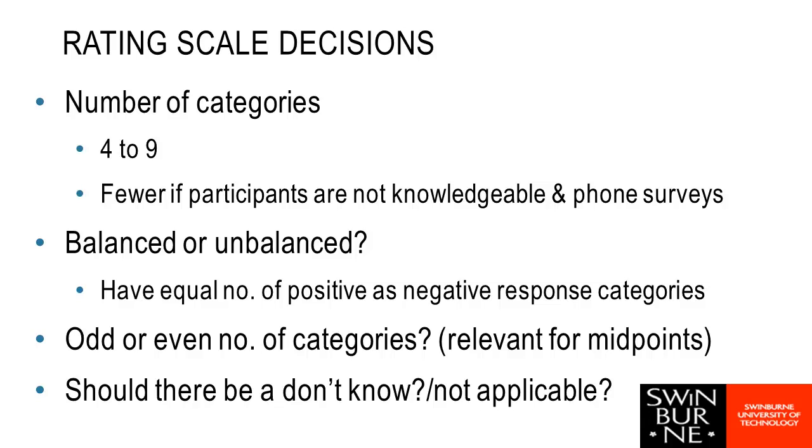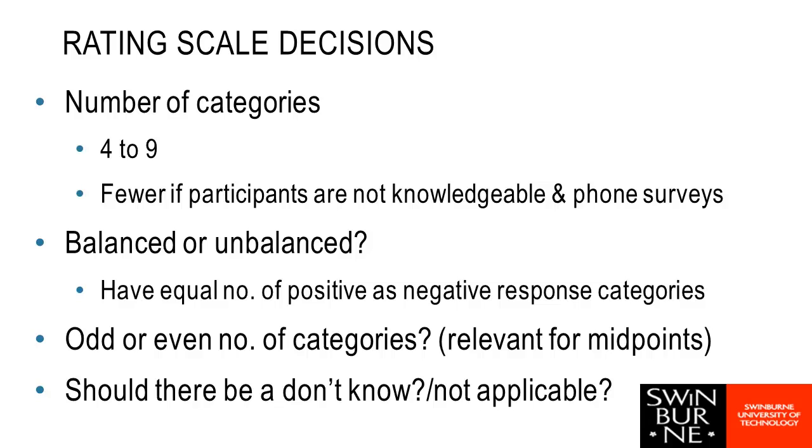You might need to decide whether you have an odd or even number of categories. So remember when we looked at the Stapel scale, it always has an even number so that there's no zero, no option for a midpoint of kind of neither agree nor disagree, or not positive or negative. Whereas if we have an odd number, there's going to be that middle option.